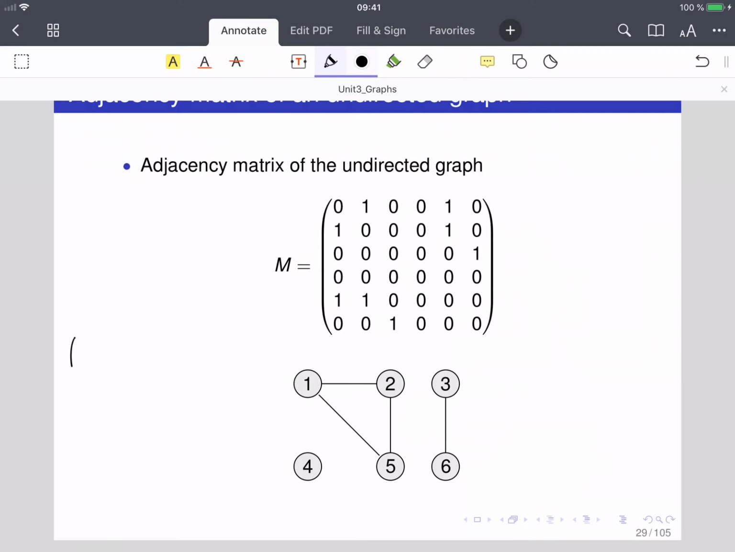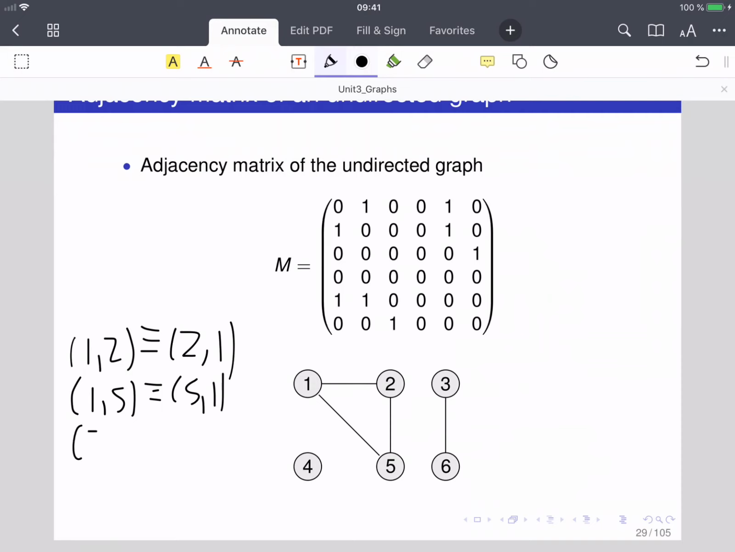Here we have edge 1, 2, but remember that since this is a non-directed graph, this is equivalent to having edge 2, 1. We also have 1, 5, which is equivalent to 5, 1 because the graph is not directed. We also have 2, 5, which is equivalent to 5, 2. And we also have 3, 6, which is equivalent to 6, 3.